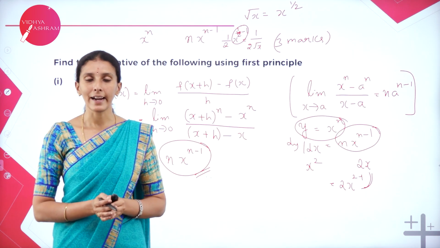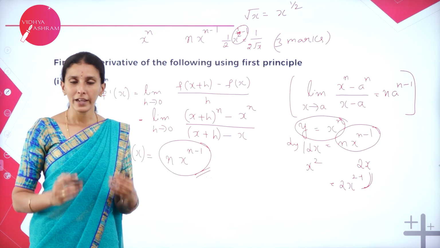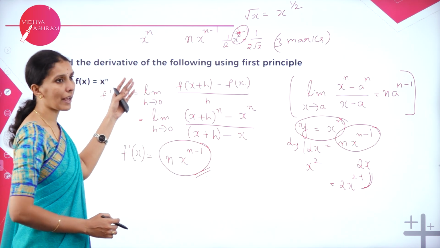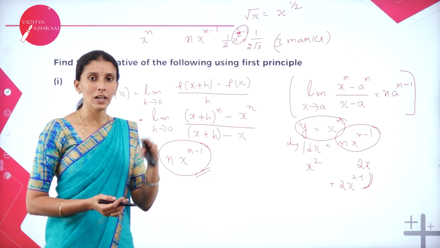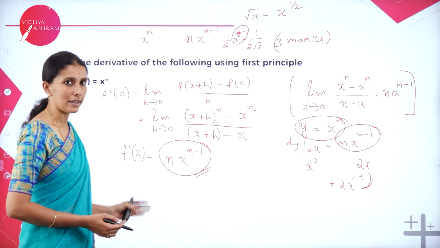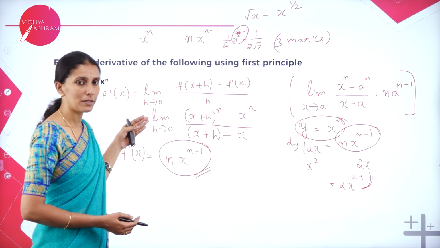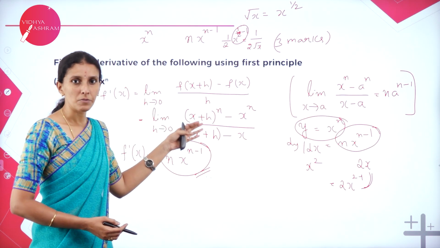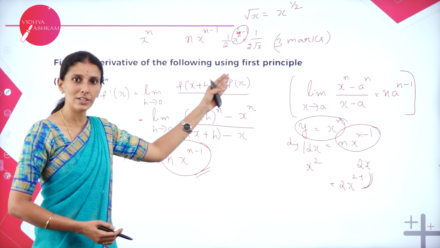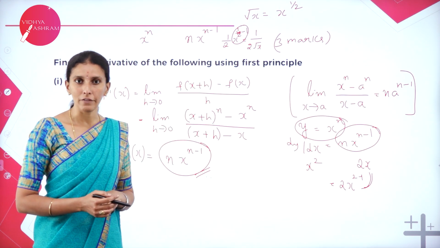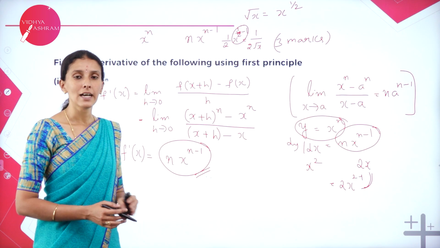You can directly write the result. But whenever they ask you to find the derivative using the first principle, you have to follow this method. That is, first write the principal derivative definition, then substitute the function in the form of x plus h and x. Then you can make the conversions and apply the limit to get the answer.